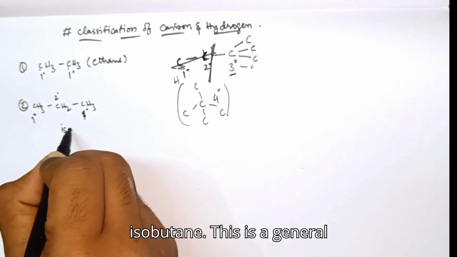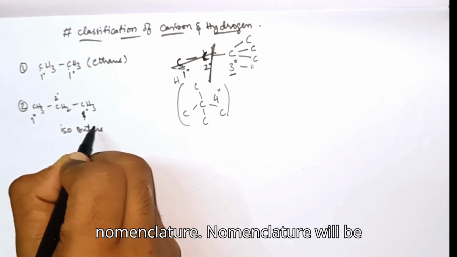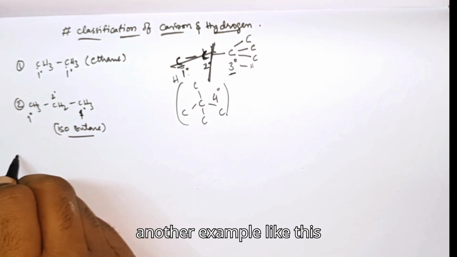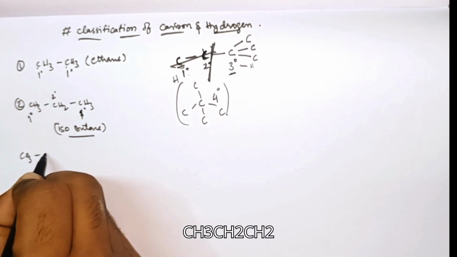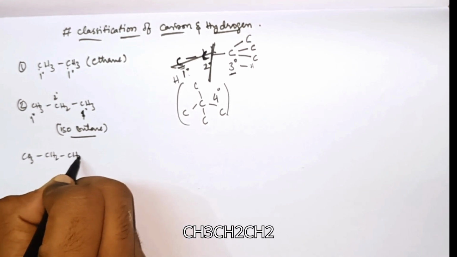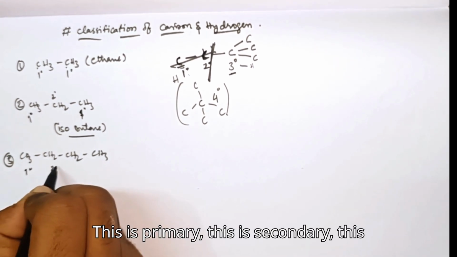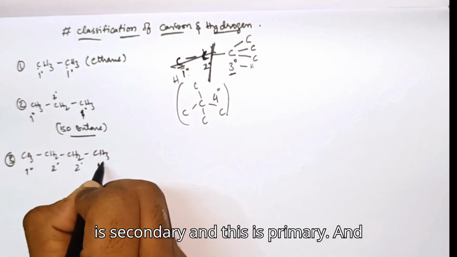And this is called isobutane. This is a general nomenclature. Nomenclature will be discussed further. But let's take another example like this: CH3, CH2, CH2, and CH3. This is primary, this is secondary, this is secondary, and this is primary.